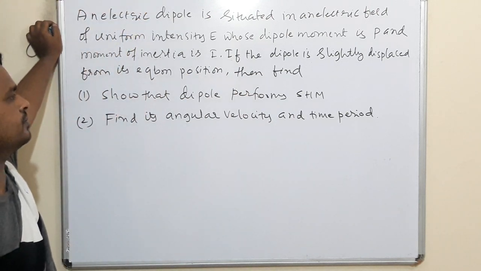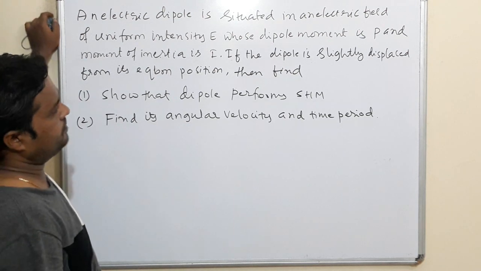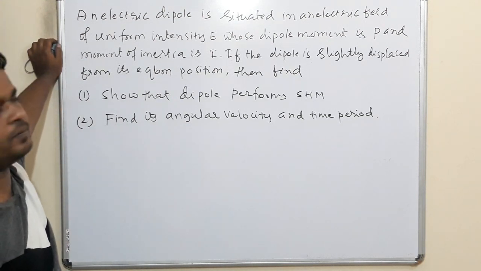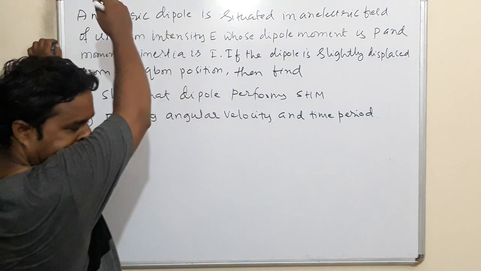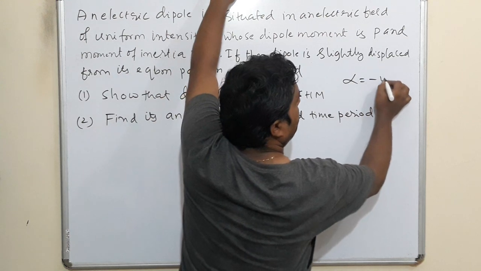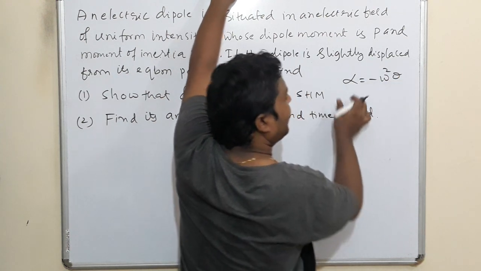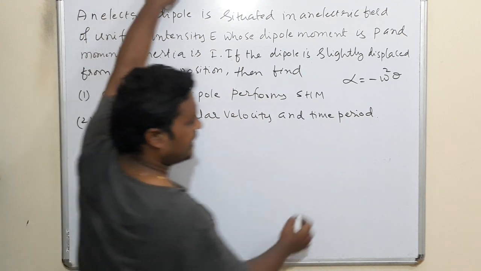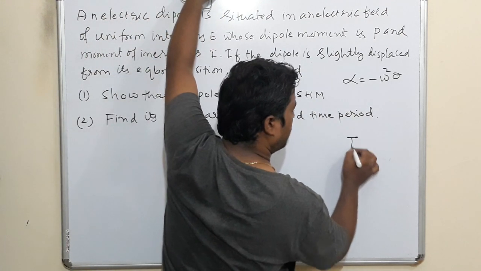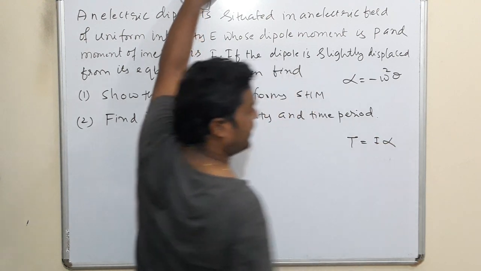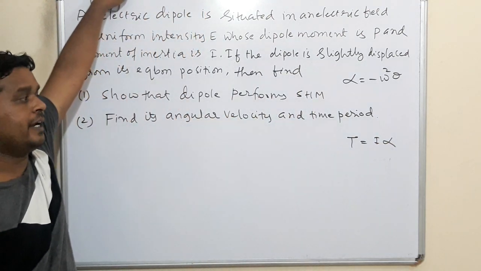Okay, now you see, first let us try to show that it performs SHM. It performs SHM means it should satisfy this condition: alpha is equal to minus omega square theta, or alpha should be directly proportional to theta. See, in rotational motion we studied one more expression for torque, which is nothing but I into alpha.